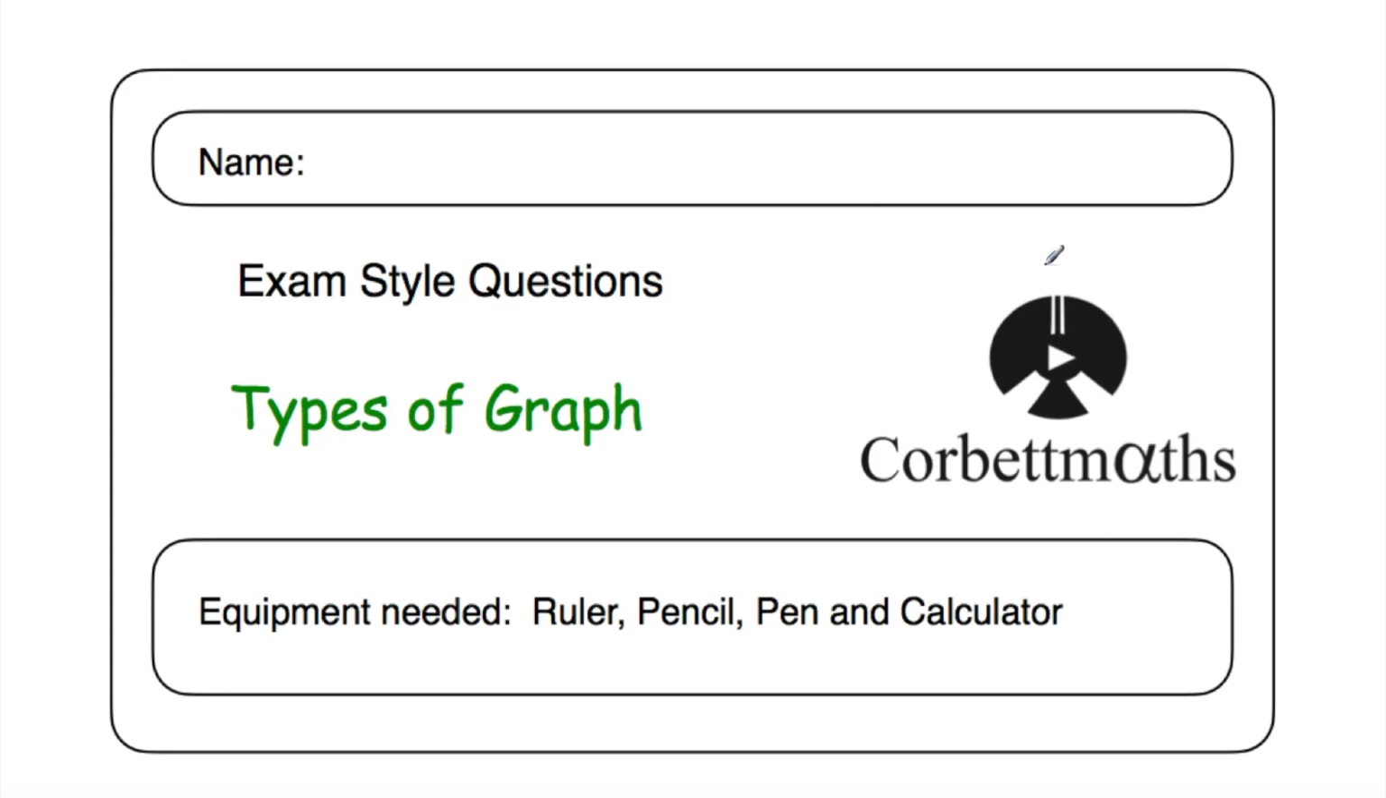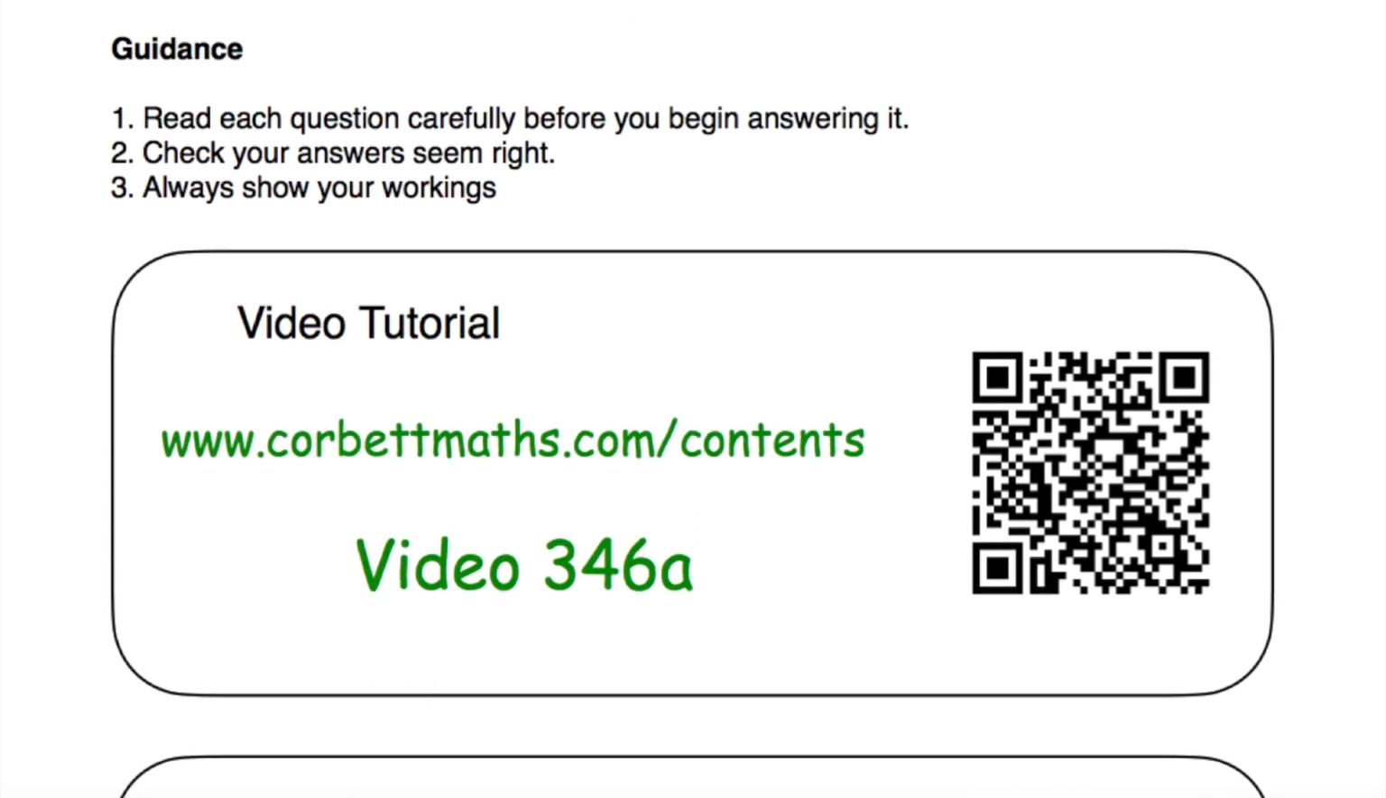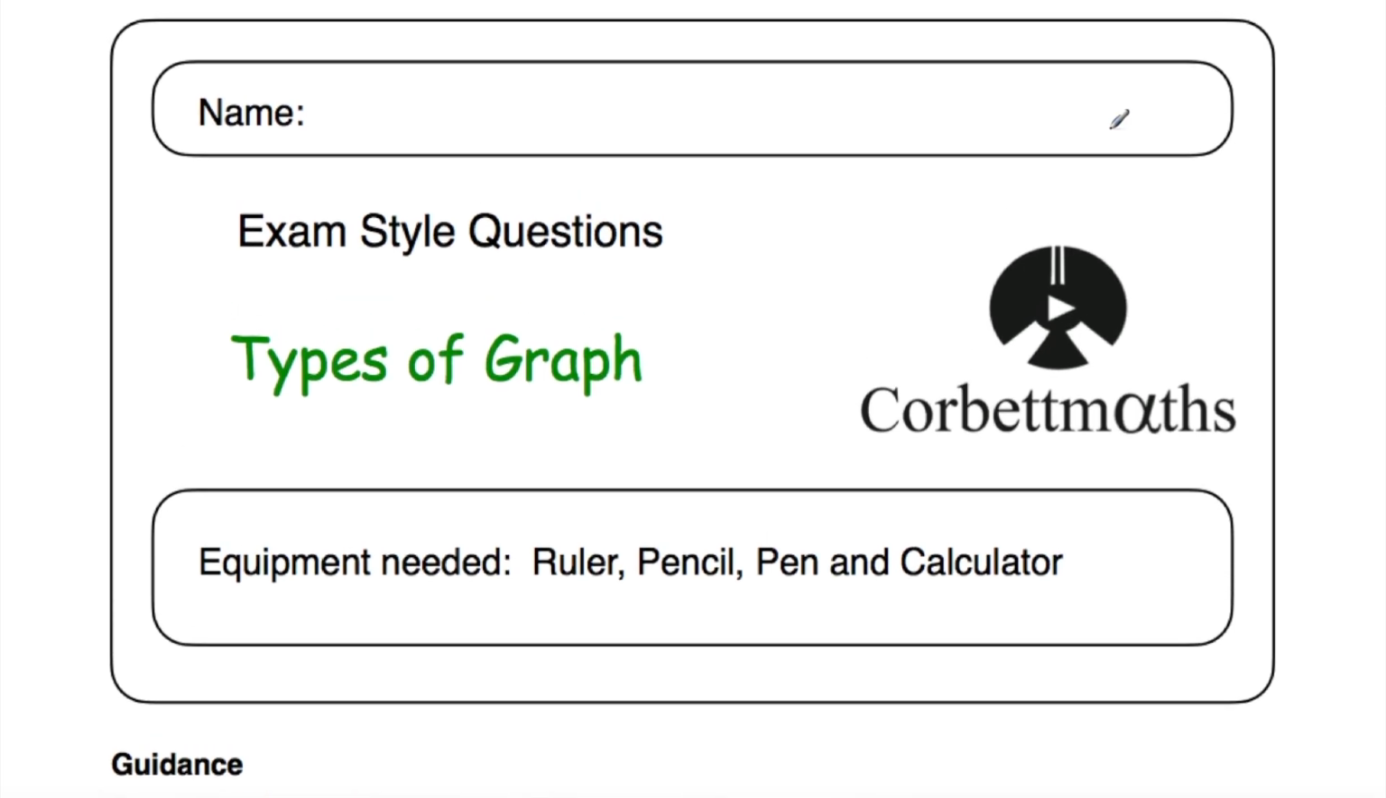In this video, we're going to look at the video solutions to the Corbettmaths Practice Questions on different types of graph. If you need any extra help on the types of graphs, go to Corbettmaths, go to the videos and worksheets section and scroll down to video number 346A, where there's a dedicated video tutorial on different types of graph. Alternatively, you can scan this QR code. But in this video, we're going to focus on the video solutions to the practice questions, so let's get started.